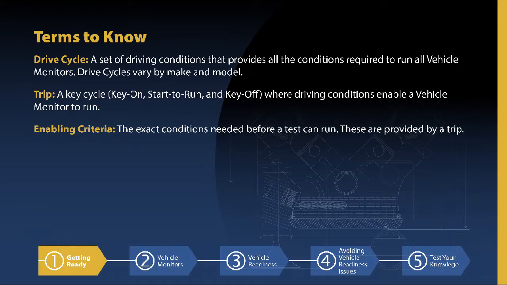Terms to know include drive cycle, a set of driving conditions required to run all vehicle monitors. Drive cycles vary by make and model. Trip, a key cycle, key on, start to run, and key off that enables a vehicle monitor to run. And enabling criteria, the exact conditions needed before a test can run. These are provided by a trip.